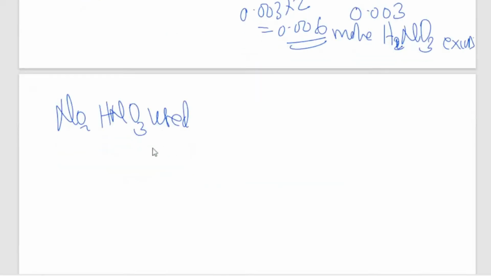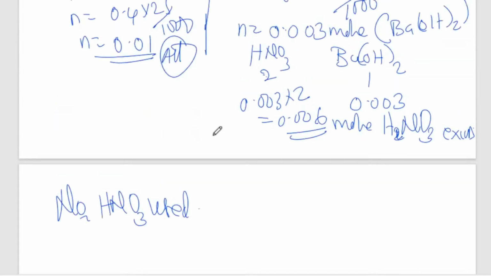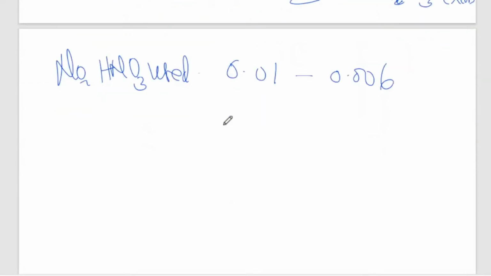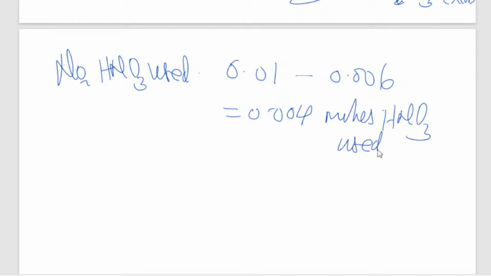So now here I'm going to have 0.01 minus 0.006. You see, that is the number of moles. When you subtract, you must subtract it nicely, then 0.004 moles. So these are the number of moles of nitric acid used at the first run, the first instance.